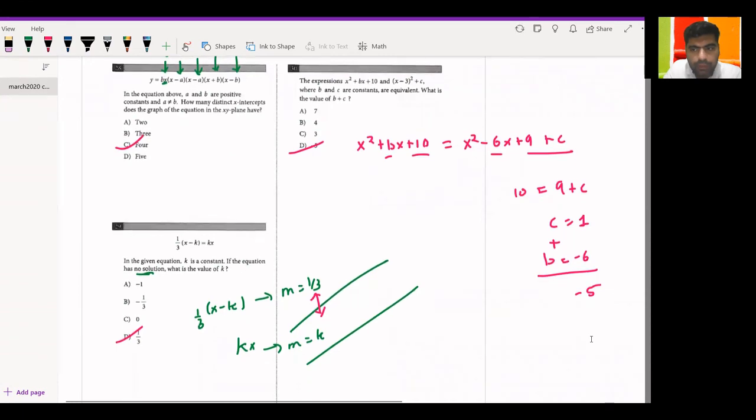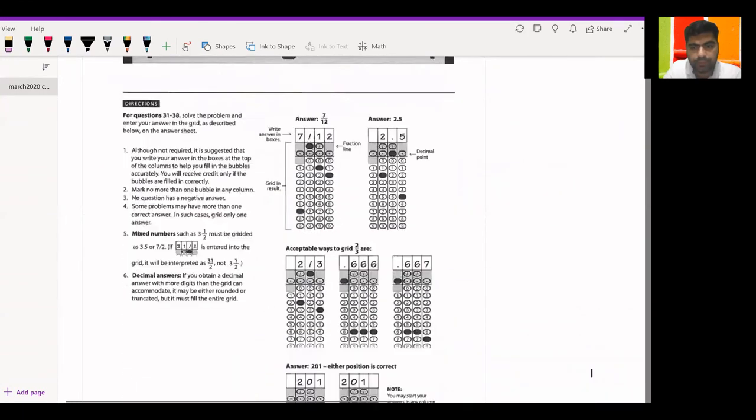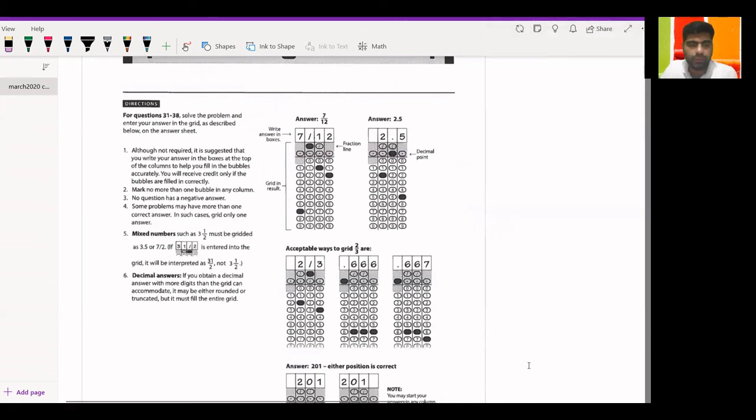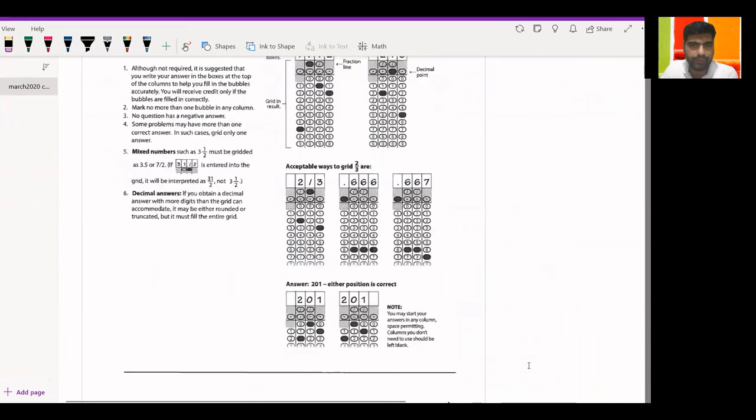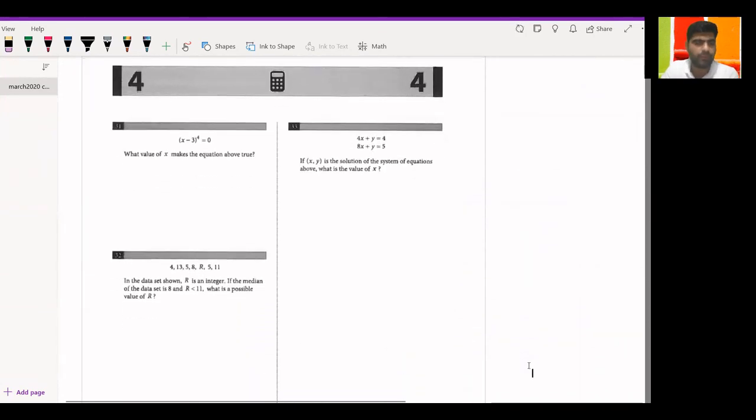Okay, last part, grid in. Let us just check our time. We will be able to finish this part in 4 minutes. So, in 35 minutes, not bad. I could do it better. I could do it in 25 minutes.